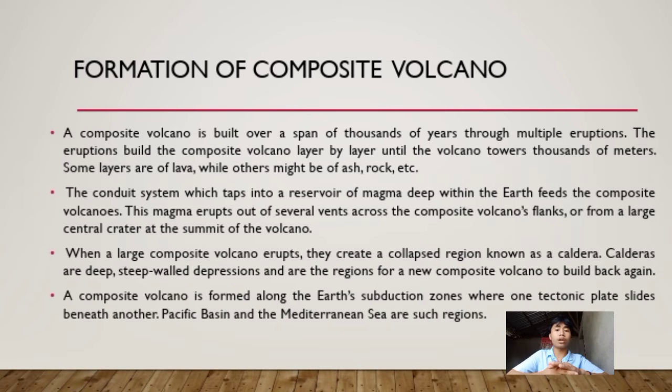When a large composite volcano erupts, it creates a collapse region known as a caldera. Calderas are deep, steep-walled depressions and are the regions for a new composite volcano to build back up. A composite volcano is formed along the Earth's subduction zones, where one tectonic plate slides beneath another. The Pacific Basin and the Mediterranean Sea are such regions.